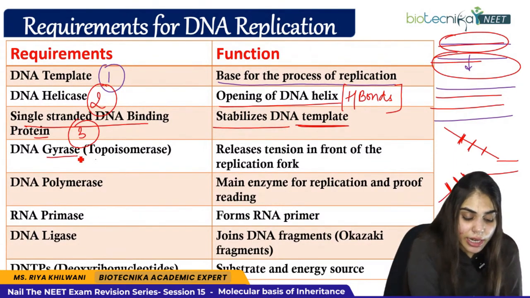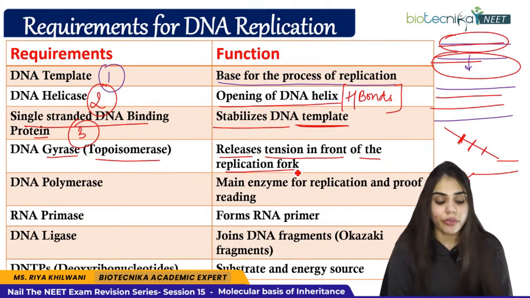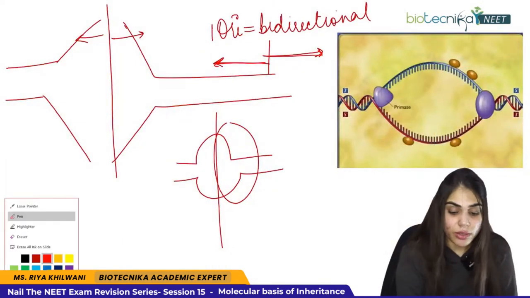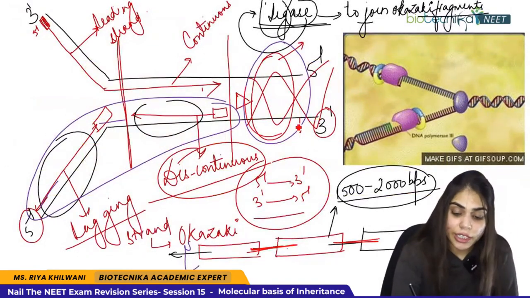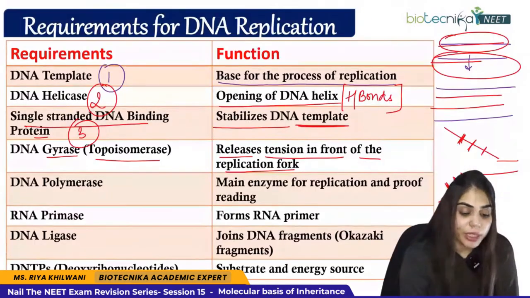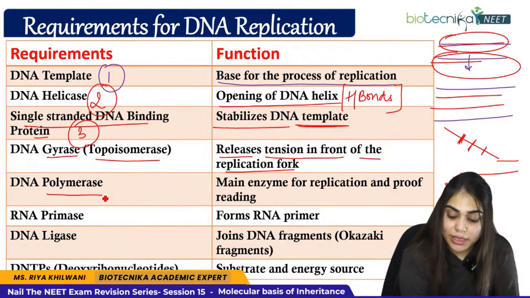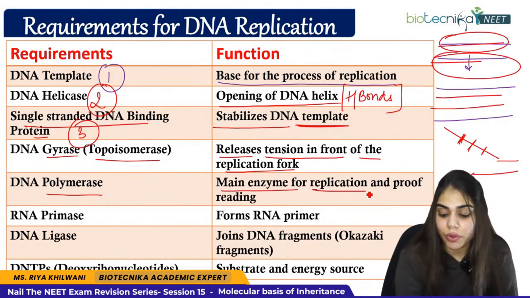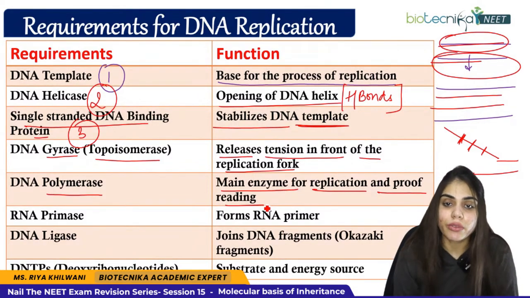DNA gyrase, that is a kind of topoisomerase, will release all the tension in front of the replication fork. Why in front of the replication fork? Because it is moving in this direction. You can see it is moving in the forward direction, that is, in front of the replication fork. It also needs the DNA polymerase enzyme, that is the main enzyme for replication and proofreading. I will make you understand what the proofreading phenomenon is.